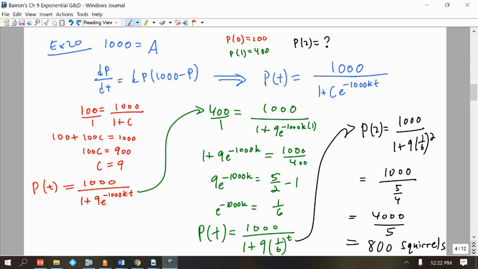So what else do they tell me? They tell me that a year ago, so 1 year after time 0, there were 400 squirrels. So this is now this green point, 1 comma 400. So I take my red equation, and I'm going to plug 400 in for the population P, and I'm going to plug 1 in for time. And this leaves me with a green equation that only has K as its unknown, right? K is the variable. So now I'm going to cross multiply. I'm going to solve for K. In order to solve for K, I get e to the negative 1,000 K power.